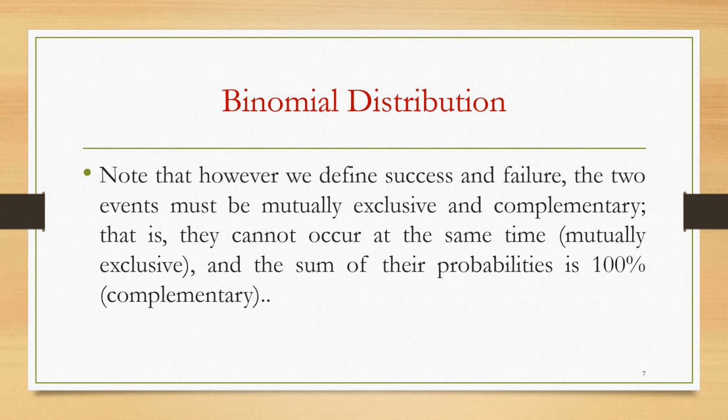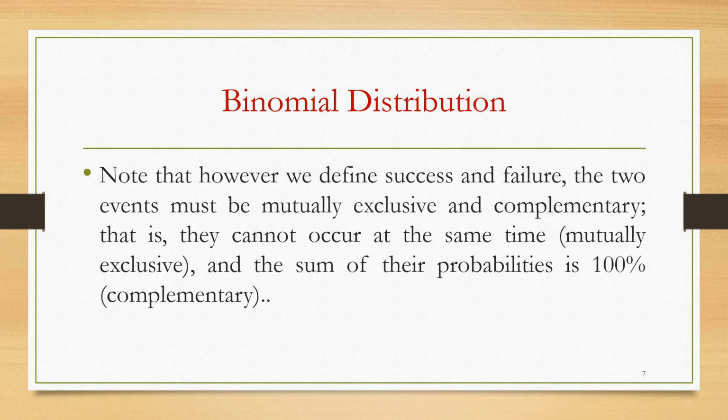Note that, however we define success and failure, the two events must be mutually exclusive and complementary. That is, they cannot occur at the same time, mutually exclusive, and the sum of their probabilities is 100%, complementary. I have told you how we define success and failure. The event in which our interest lies is classified as success, and anything else that occurs is the failure.